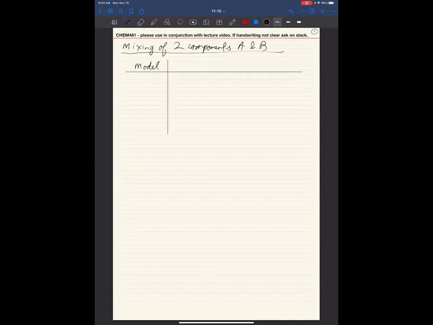was called an ideal mixing model. The second model was called a regular mixing model. And probably right before Thanksgiving, I will talk a little bit about what a real mixing model is, but the regular model itself is very, very powerful and it can do a lot.